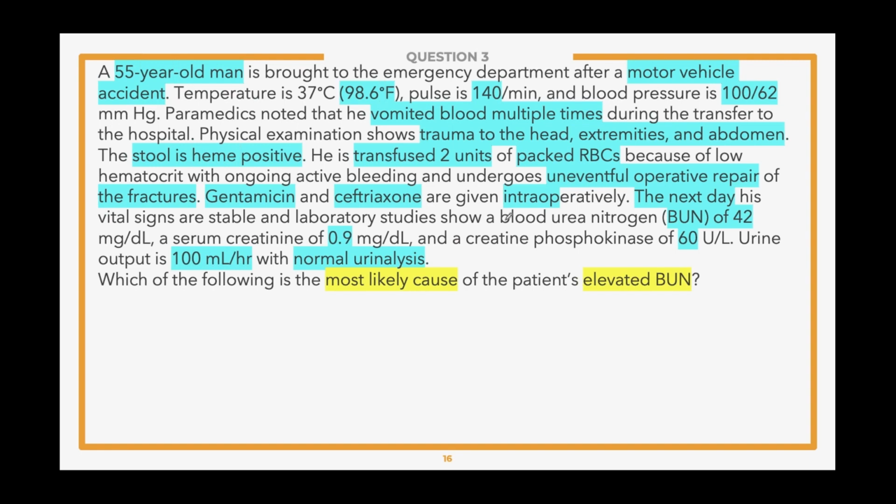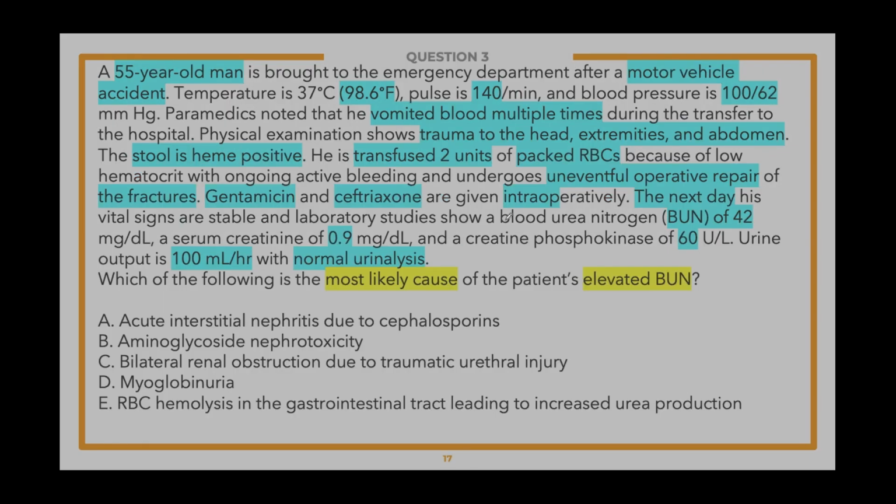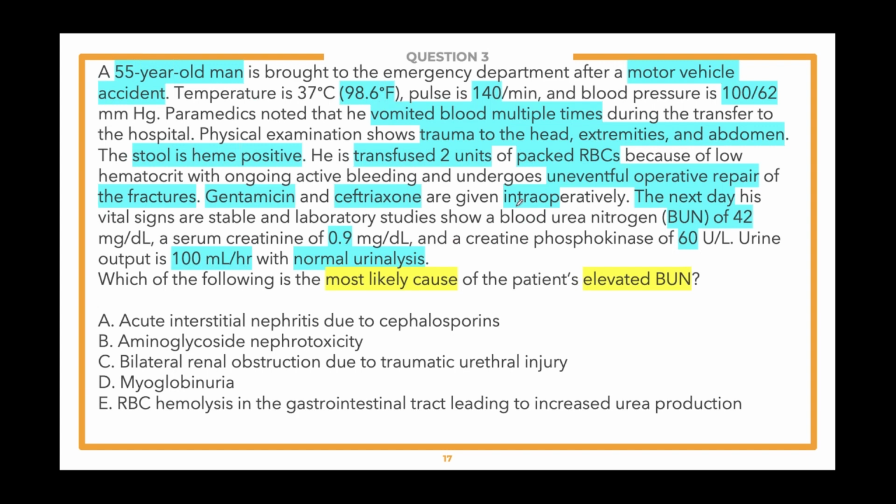So let's take a look at the answer choices. And what you'll see here, again, are 5 answer choices. And once again, we're going to start at the bottom and work our way up to the top. So answer choice E, RBC hemolysis in the GI tract leading to increased urea production. D, myoglobinuria. C, bilateral renal obstruction due to traumatic urethral injury. B, aminoglycoside nephrotoxicity. And A, acute interstitial nephritis due to cephalosporins.